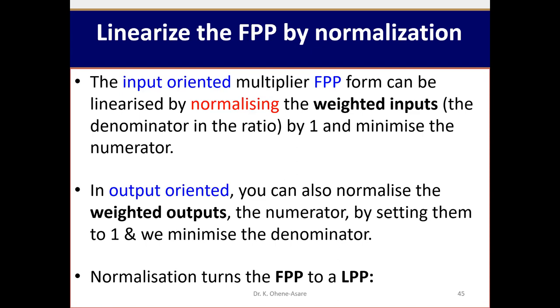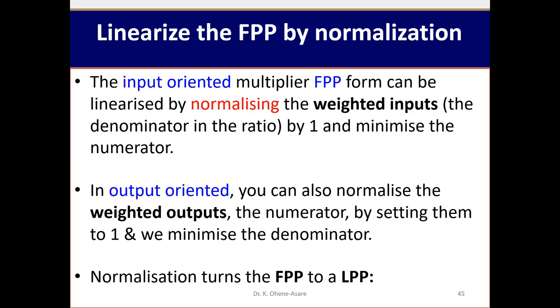That means you are normalizing. Whatever you are normalizing, the one you equate to 1 is what is known as the orientation. So if I equate the input to 1, then I am doing input orientation. If I equate the output to 1, then I am doing output orientation. And that is what the second bullet actually tells you.